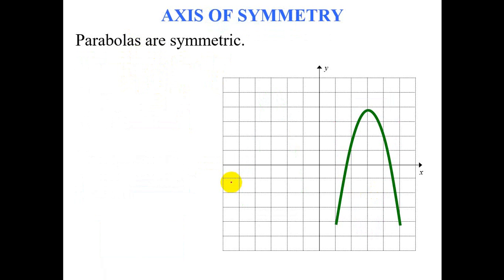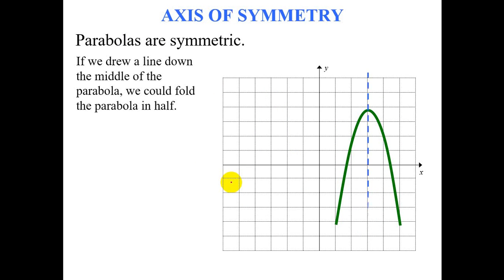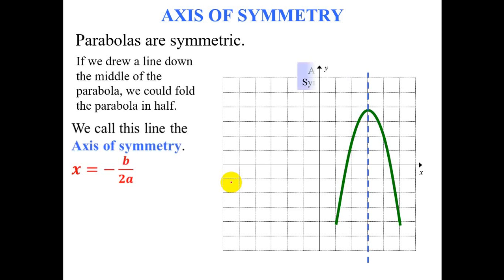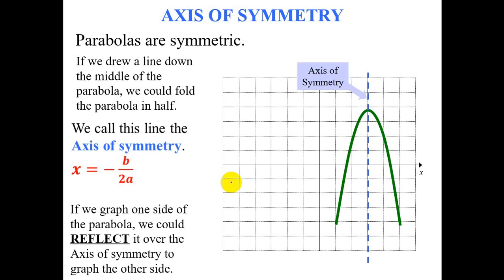Next value to solve is the axis of symmetry. But before that, we have to take note that parabolas are symmetric. So if we drew a line down the middle of the parabola, we could fold the parabola in half. So the blue dotted line now is what we call the axis of symmetry. That line makes the graph of the quadratic function, which is the parabola, symmetrical. So what is the formula in getting the value of the axis of symmetry? x is equal to negative b over 2a.